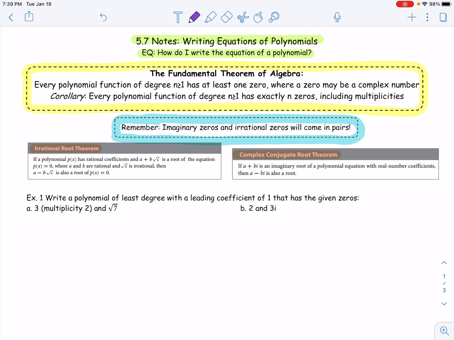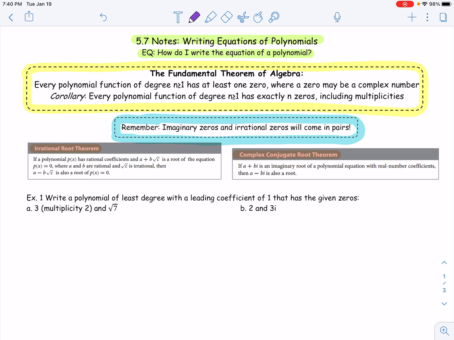So just remember that. And then, of course, I put those two theorems, the irrational root theorem. If a polynomial has rational coefficients and a plus b radical c is a root of the equation, meaning that is where it's a 0, if I plugged it in, I get 0, where a and b are rational and the square root of c is irrational, then a minus b radical c is also a root. And so that's what we just talked about. If I have 5 radical 7 as a root, then negative 5 radical 7 is a root. If I have 1 plus radical 3, then 1 minus radical 3 is also a root. They come in pairs.